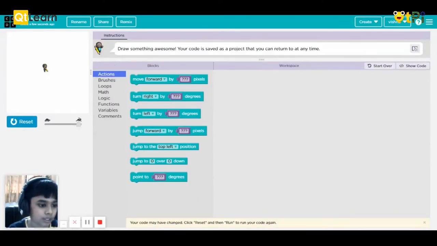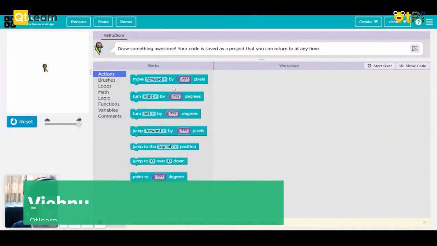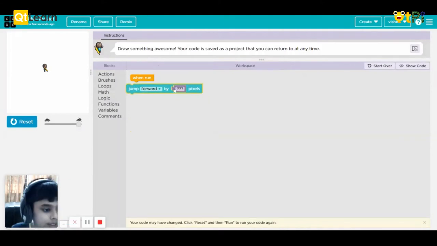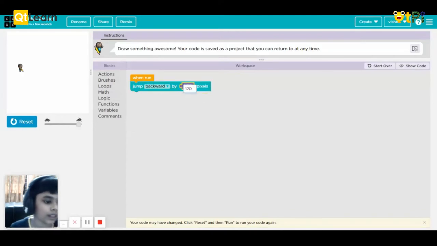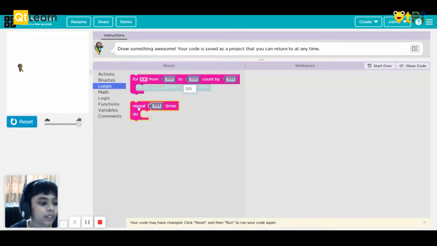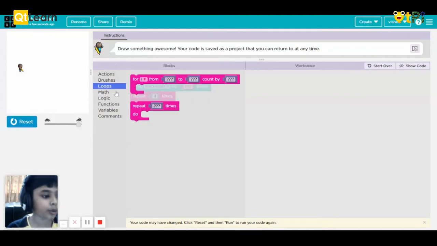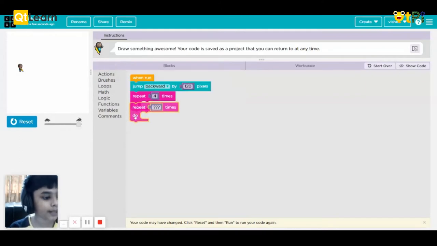First, we have to fetch a jump block, jump backward, here it is, and place it over here, and make the pixels 120. Next, we have to fetch the repeat block in the loops and place it over here and make it 4 times. Now again we have to go to the loops and fetch the repeat block and keep it inside this and make it 360 times.